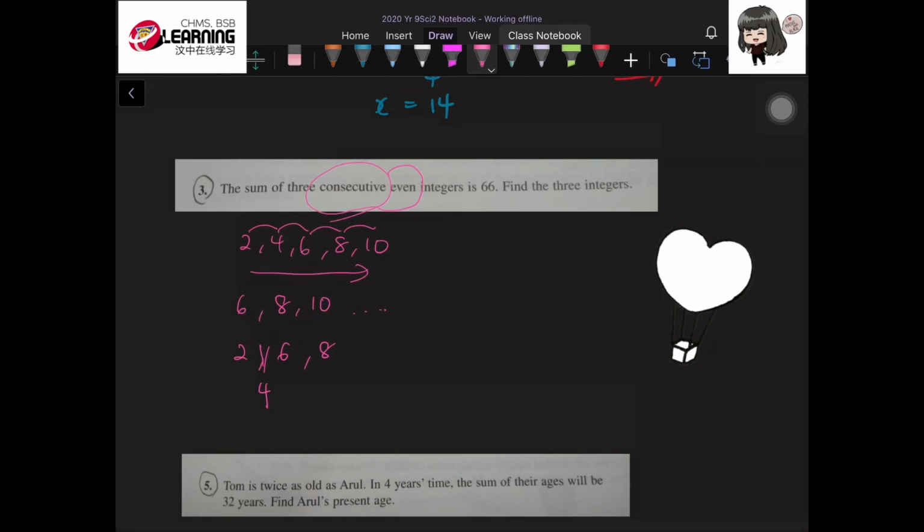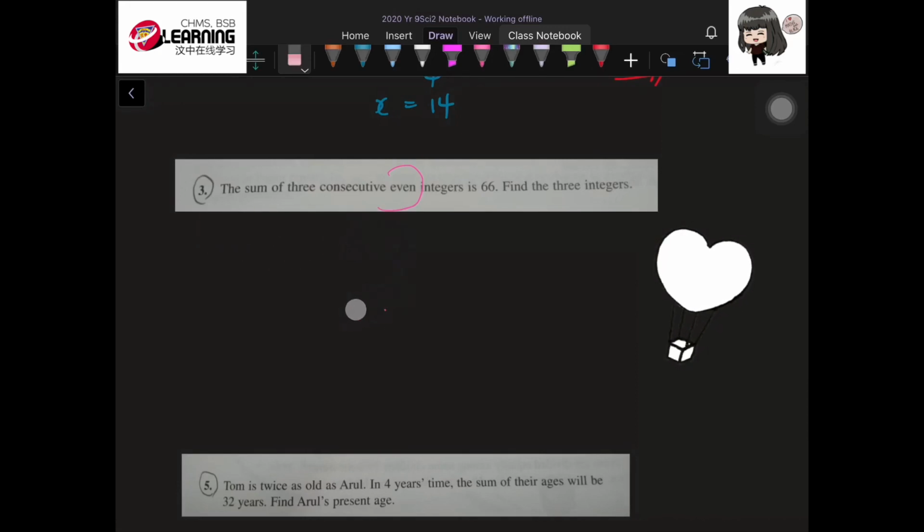It must continue from the term in front. Okay? So it's a consecutive even. They are not asking you only consecutive, but consecutive even numbers. So to do this question, we don't know what the first term is. They only tell us the sum of these 3 consecutive even integers. Integers are whole numbers, right? So find the 3 integers.